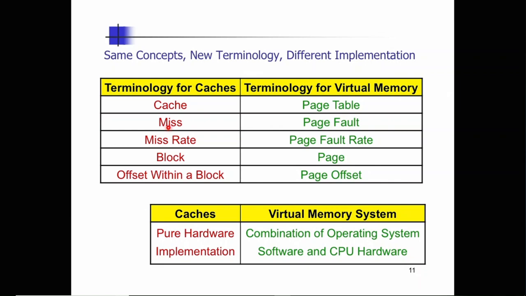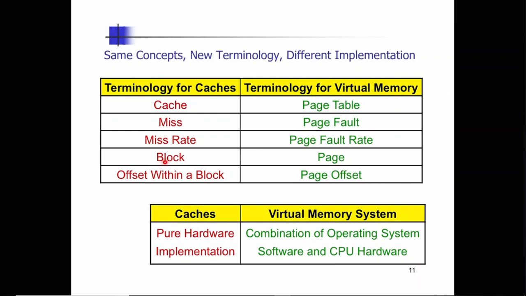A miss would mean a page fault. So if the page is not listed in the page table, then it means that we have a page fault and we need to get the page from the hard disk to the dynamic RAM and then update the page table. Miss rate for cache is similar in concept to a page fault rate. So it is the fraction of accesses to the page table that resulted in having to access the hard drive.